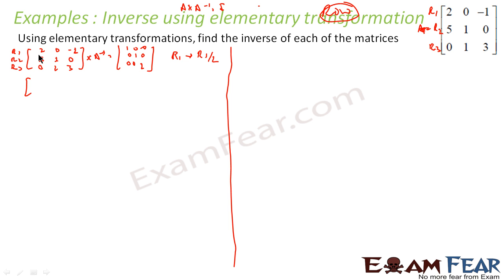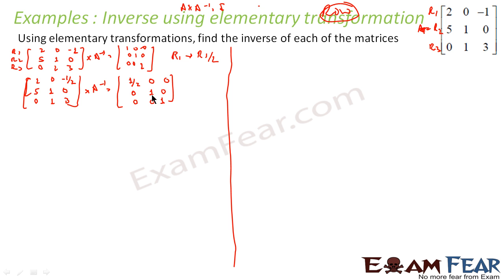So this becomes 2 by 2, that is 1, 0 by 2, 0, minus 1 by 2. Other elements are still the same: 5 1 0 and 0 1 3. This matrix into A inverse is equal to the identity, and the same thing I have to do here also. This row should become 1 by 2 of this. So 1 becomes 1 by 2, 0 becomes 0 by 2, 0 becomes 0 by 2. And the other rows are still the same, no change.